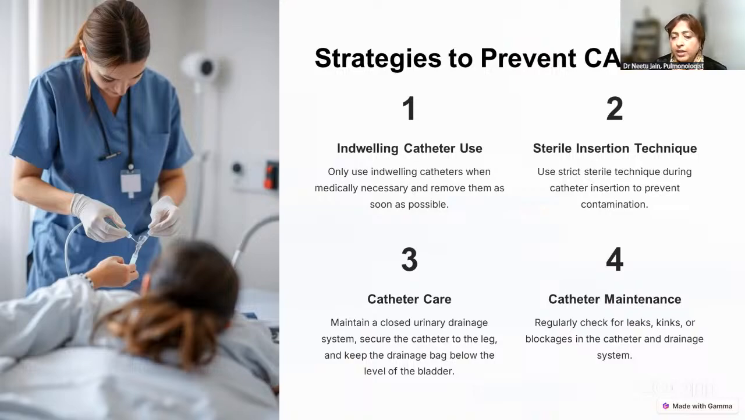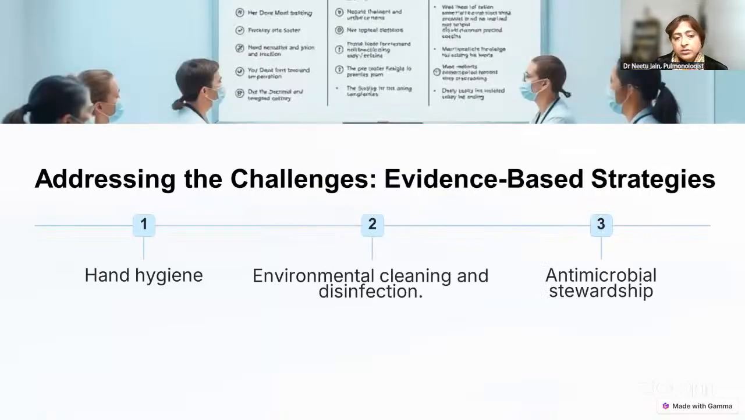Secure the catheter to the bag and keep the drainage bag below the level of the bladder all the time. Check for leaks, check for kinks, check for blockage in the catheter and drainage system. Very simple, but you still need a checklist to do it every day. So let's go beyond the bundle, addressing the challenges.